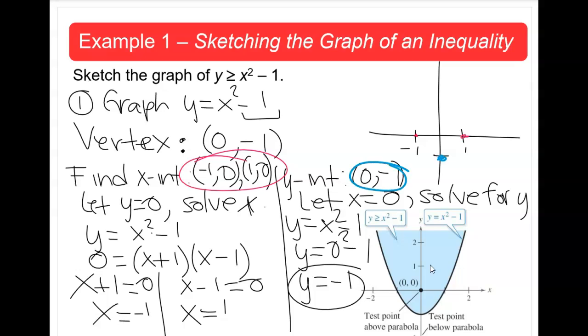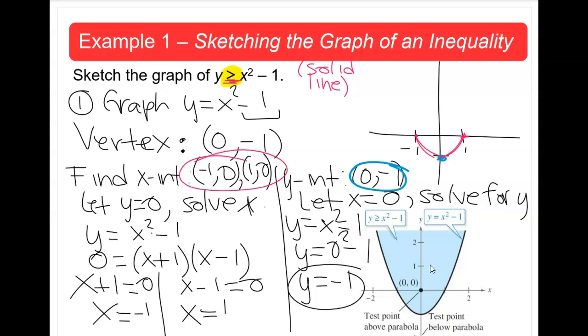And then we have to determine, based on the inequality symbol, if we're going to use a solid or a dashed line. Since we have the equal part, we're going to use a solid line. So I can start by connecting those, the y-intercept and the x-intercepts. And I'm just going to make a rough sketch like the one we have below here.